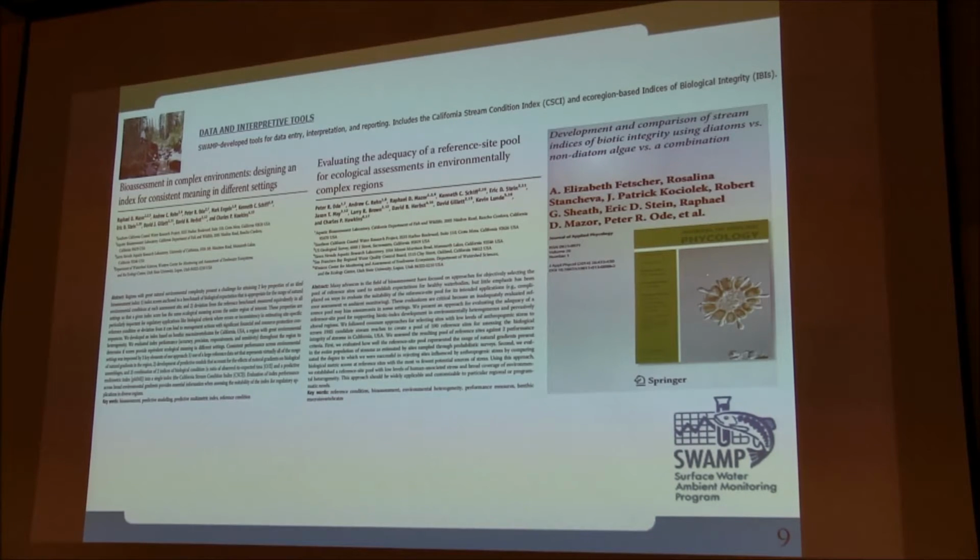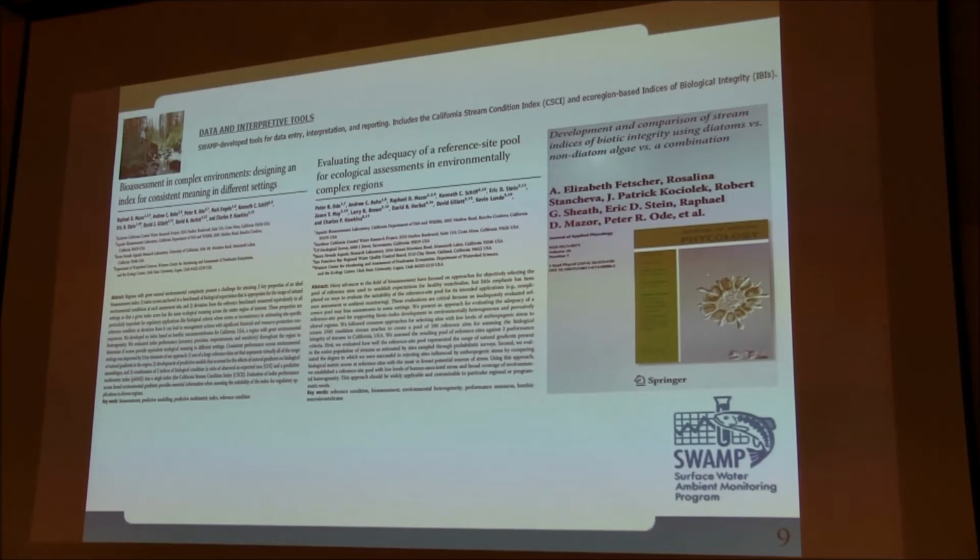So if those documents didn't give you all the information you wanted, SWAMP also does have links to peer-reviewed scientific papers. These are the full version of the papers if you wanted all the information. So the title page on the left is for the California Stream Condition Index paper. The middle paper describes how the reference condition was defined for the large diversity of streams in California.